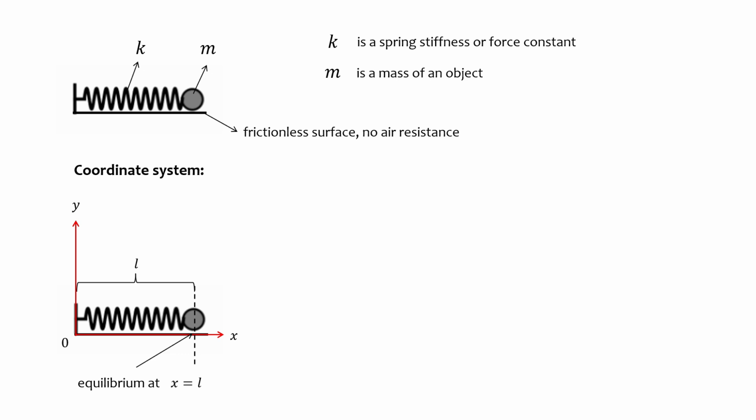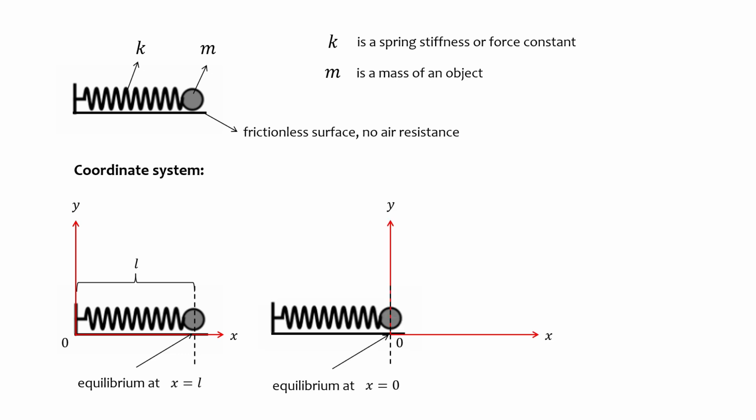Another choice is to place the coordinate system at the equilibrium position of the spring. The equilibrium is then by definition at position x equals 0, and the coordinate x here measures the displacement of the object from equilibrium. Of course, the choice of the coordinate system is arbitrary. Physics does not depend on the choice of the coordinate system. It is just that the description of the physics can be much easier in one coordinate system than another. It is then up to us to choose the coordinate system such that the calculations will be easiest.